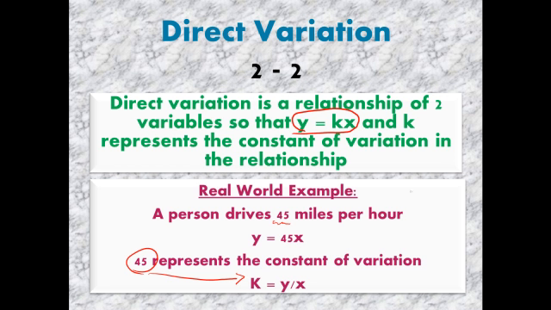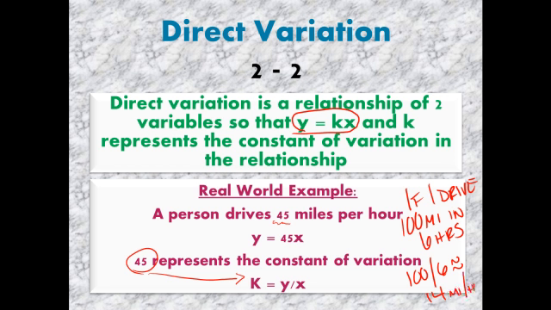For example, if I drive 100 miles per hour, or 100 miles in 6 hours, my constant of variation would be represented by 100 divided by 6, which is approximately 14 miles per hour.